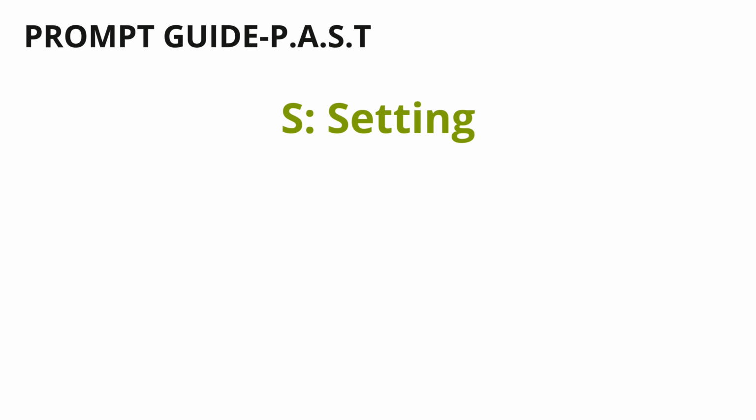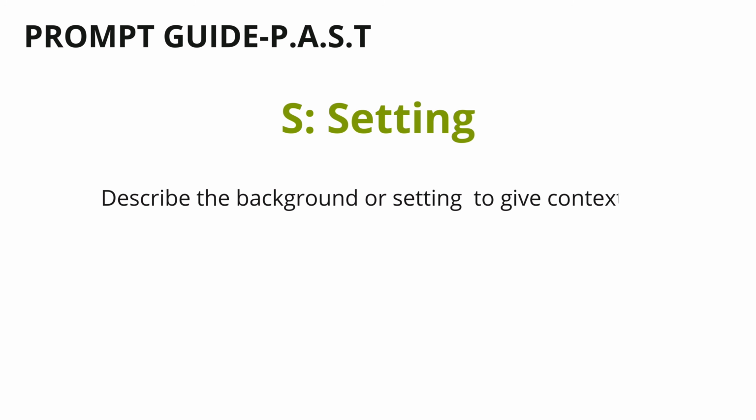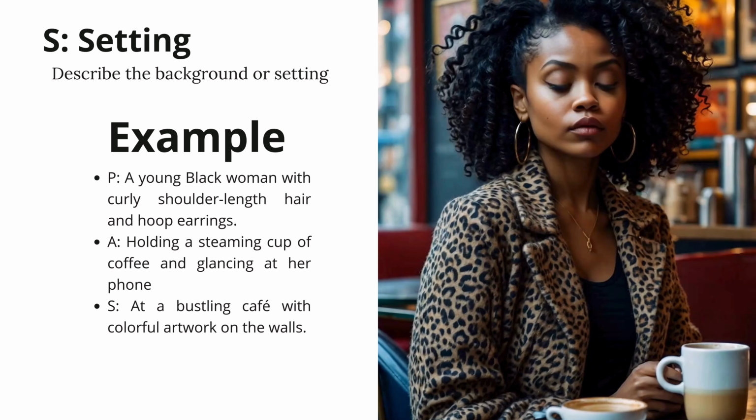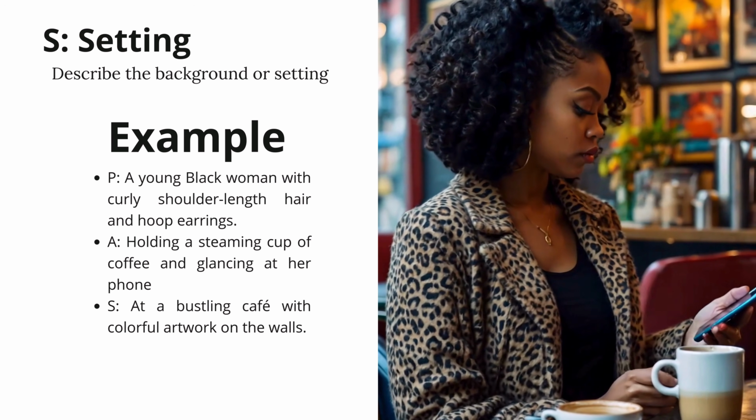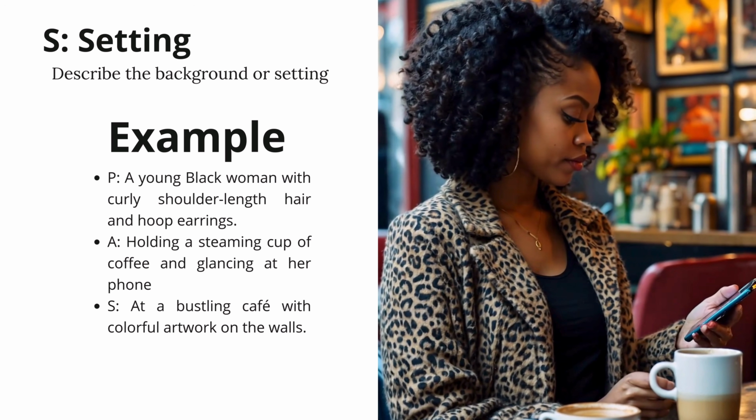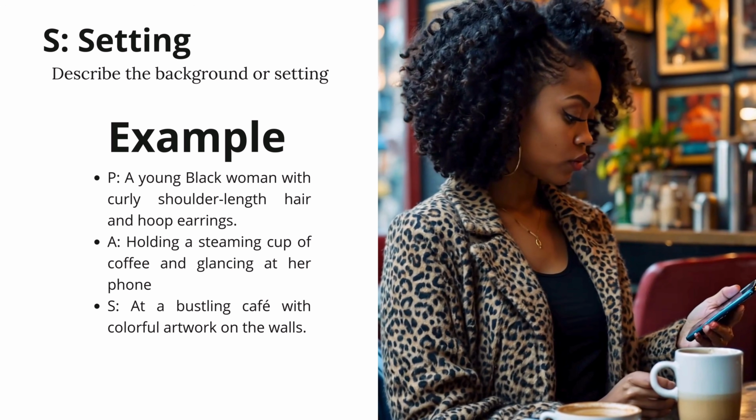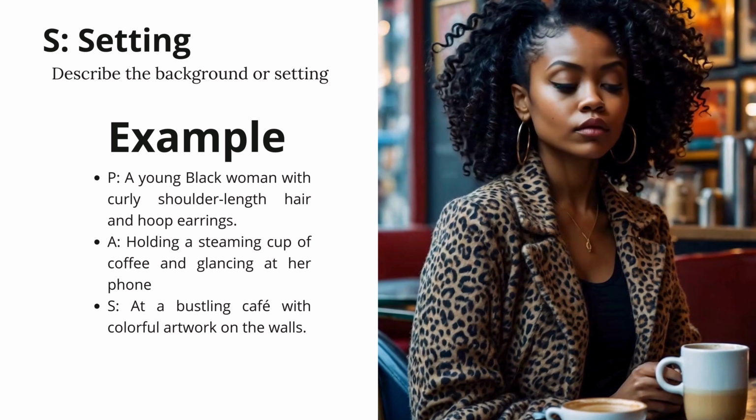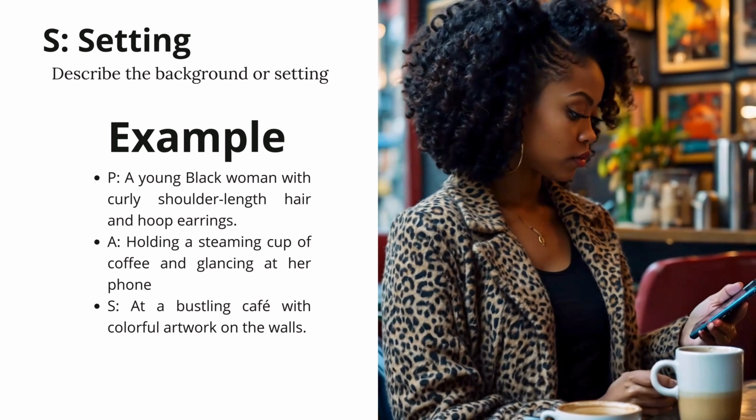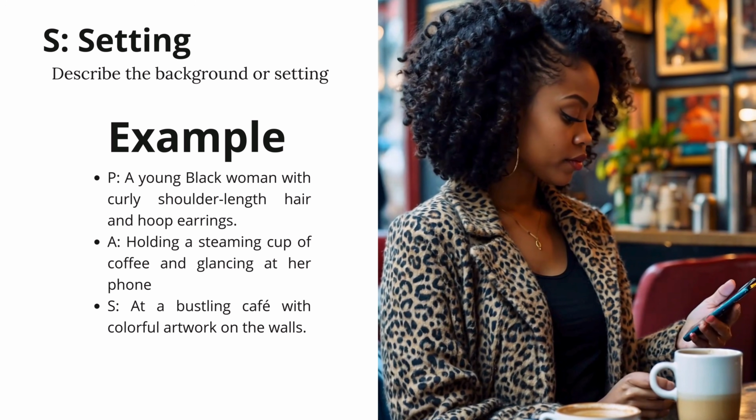So S stands for the setting. You have to put your character in a particular location. So briefly describe the background or the setting to give context. Example, at a bustling cafe with colorful artwork on the walls. And now notice how our character has changed the location but is still carrying the same cup of coffee.